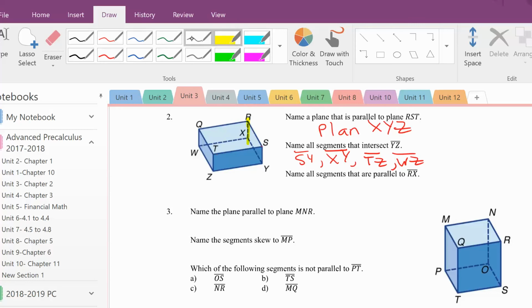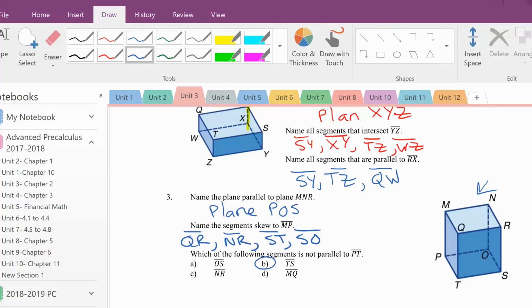So parallel to RX would be SY, right? Because SY is parallel. Same with TZ, and same with QW. Those three would be parallel. All right, name the plane. So let's look at this one for number 3. Actually, for number 3, why don't you go ahead and try on your own, and then we'll go over the answers. All right, so check your answers.